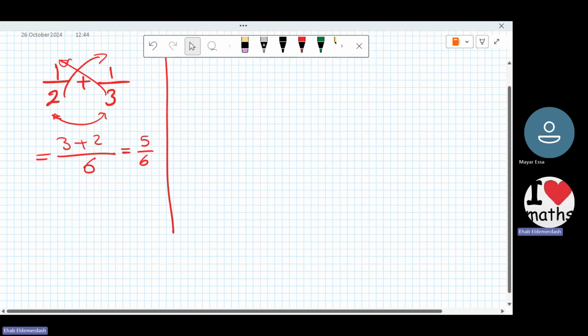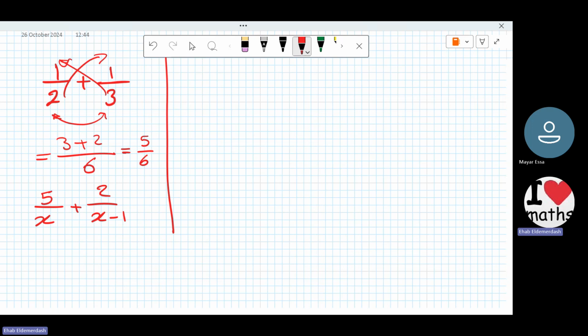This is the same scenario if I have, for example, 5 over x plus 2 over x minus 1. Do I have any common part in the denominator? عندنا أي حاجة مشتركة يا جماعة هنا في الدينومينيتور؟ What can I do in this case? Cross multiplication صح؟ يعني أنا هنا I can apply the common denominator normally because there is no common factor. يعني there is nothing repeated between the first denominator and the second denominator. Nothing in between. Nothing is repeated. So what should I do?